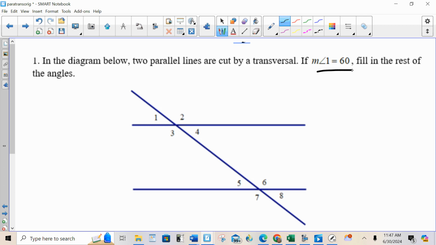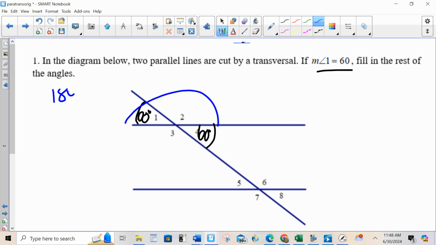If angle 1 is 60, well, first of all, we know how to deal with vertical angles and linear pairs. So if this angle is 60, then this is 60 because they're vertical. And then I see linear pairs here, which means it's 180 minus 60, which is 120. And since this is 120, this is 120. So that's nothing new.